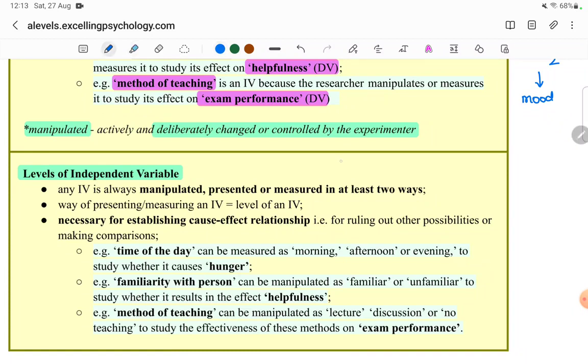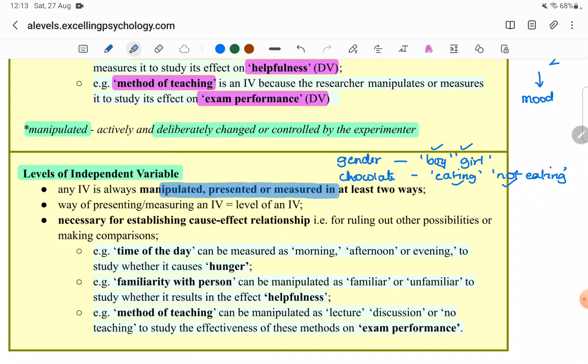Like we just took the example of gender. Gender could be measured as either boy or girl. We took the example of chocolate. Chocolate could be manipulated as either eating chocolate or not eating chocolate. Right, and we'd seen many examples previously also. So when it comes to any independent variable, there are different ways in which a researcher could manipulate it or measure it. These ways are what we call levels of the independent variable. Any independent variable, as you can see here, is manipulated, presented or measured in at least two ways.